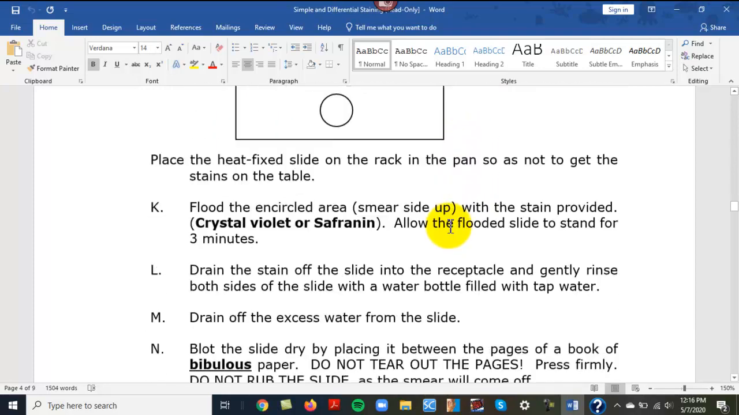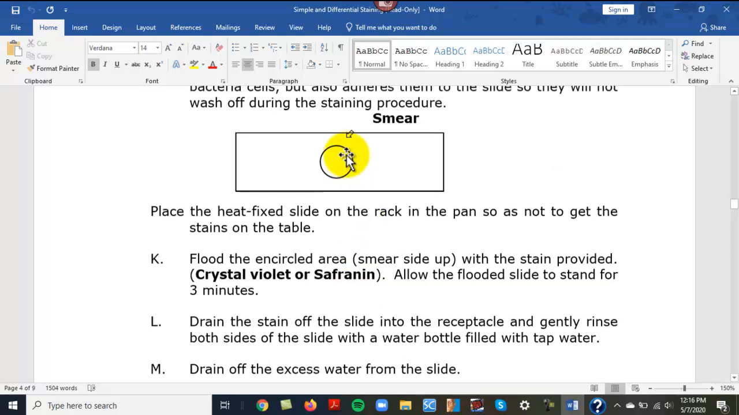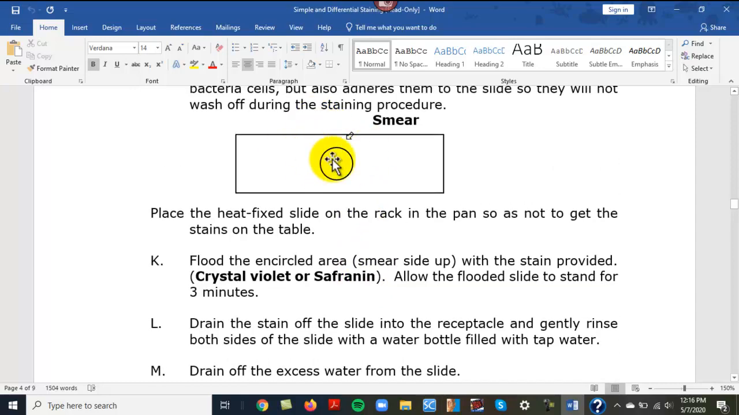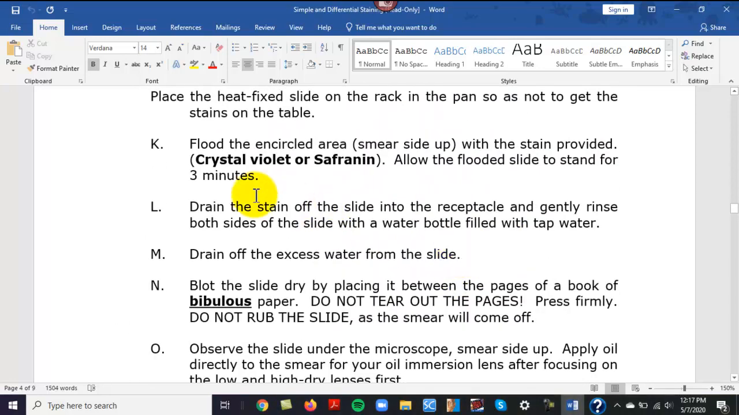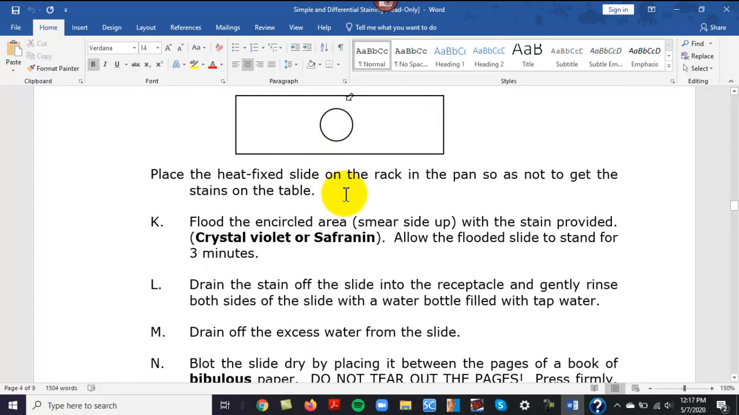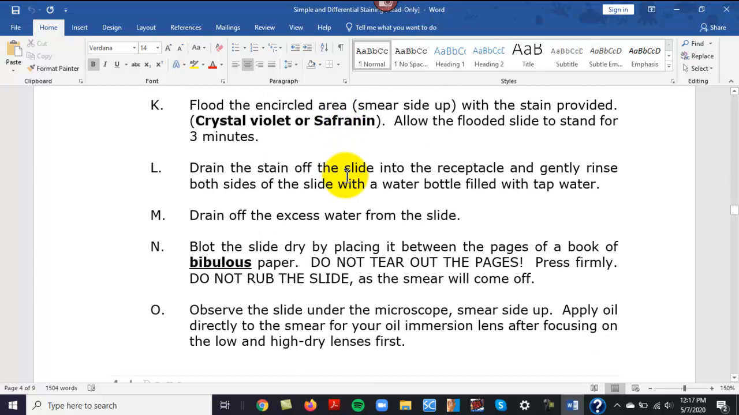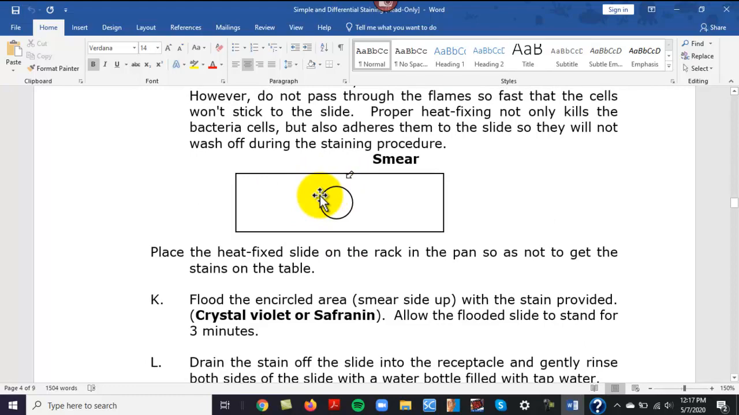And if you're doing a simple stain, you can either do crystal violet, which is a purple stain, or safranin, or even something called methylene blue, which is a blue stain. You would then flood the area with the stain. You'd let it sit. This here says, I believe, 3 minutes. Let it sit for 3 minutes. You would then rinse it off or dip it in water to wash off the excess, and then you would dry it, blot it with what's called bibulous paper. These little books of paper you can blot, and now you have a simple stain. And you can put it under the microscope, and you can look and see what the cell shapes and the arrangements are.